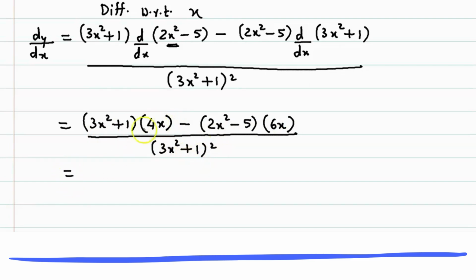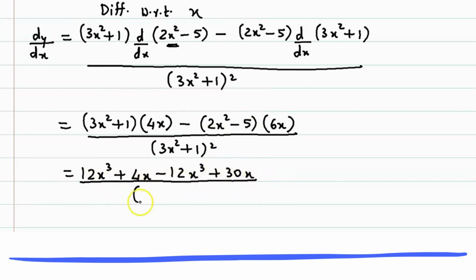Now let us simplify the numerator. 4x into 3x square, so that is 12x cube. 4x into 1, so that's plus 4x. 6x into 2x square, and this minus sign here, so that is minus 12x cube. 6x into minus 5, that's minus 30x, and this minus sign here, so that is plus 30x, divided by the denominator square, that is 3x square plus 1 the whole square.